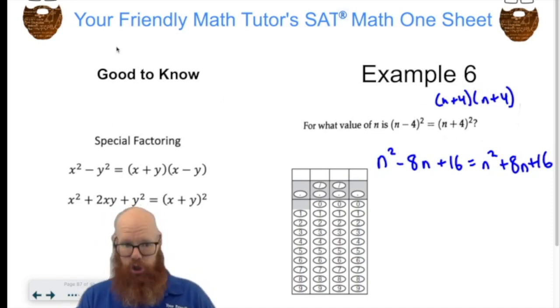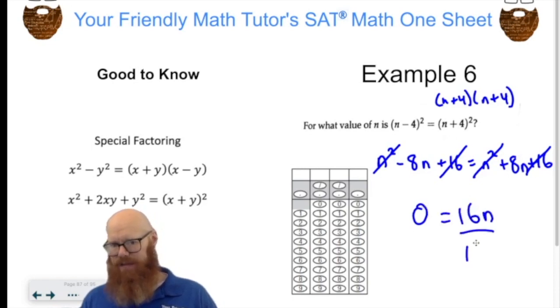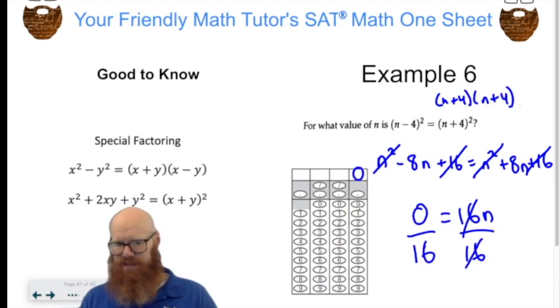So this is why it's good to know that if you want to expand something out, it's just the first one squared plus 2 times them multiplied together plus the last one squared. And then from here, we just do some canceling. I can add the 8n to the other side, so I get 0 equals 16n. Divide each side by 16, and you get n equals 0 over 16, which is 0.